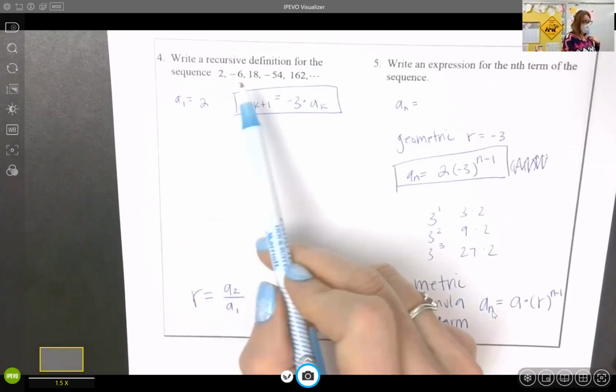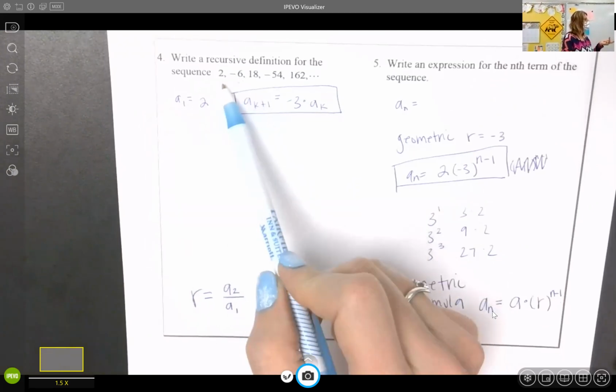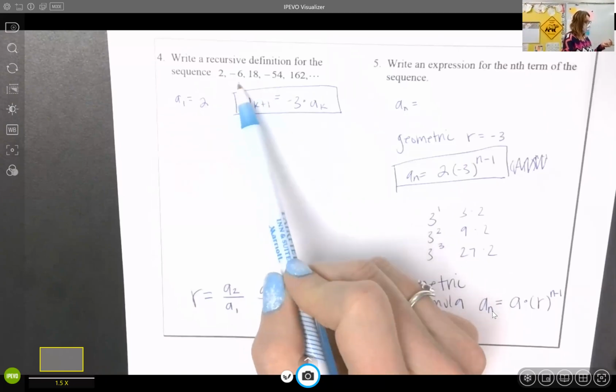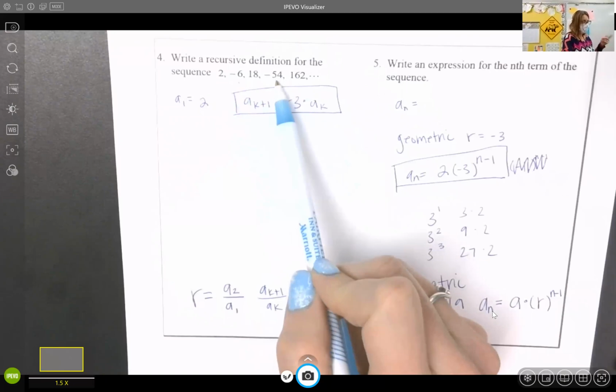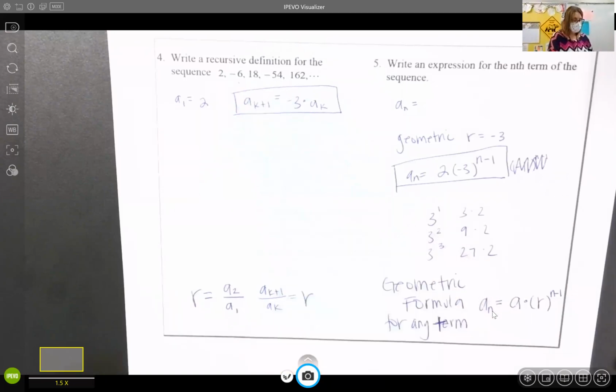So if I took the -6 and I divided by 2, I would get -3. That would give me r, or -3. 18 divided by -6 gives you -3. -54 divided by 18 gives you -3. Does that make sense? So that's how you find r, is you divide. Okay? All right, so let's see what we're going to do with this.